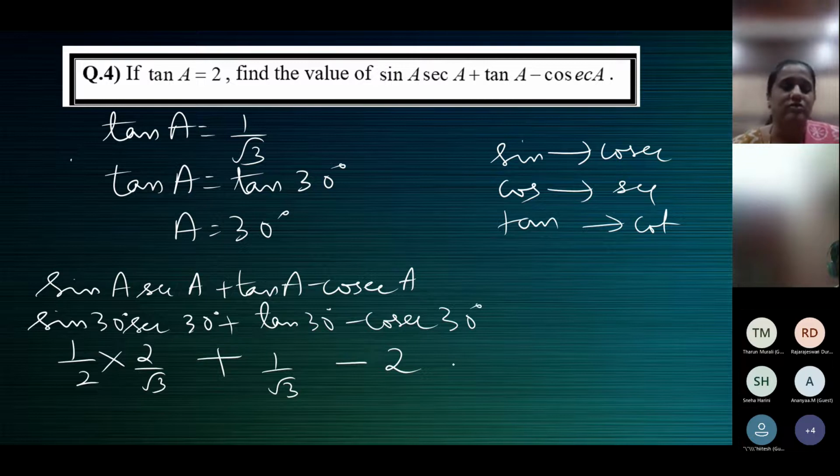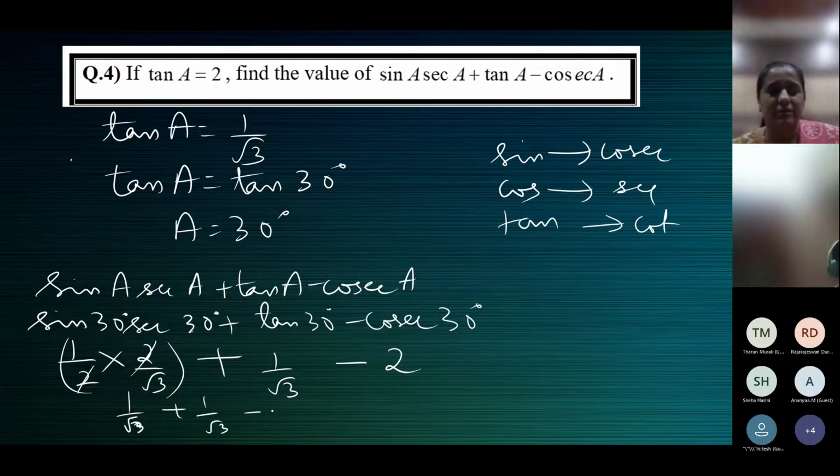So like this, you can substitute the values, then it's just simplification. This is just for an example. 1 by root 3 plus 1 by root 3 minus 2, then LCM and all that. Then if the denominator is irrational, rationalize the denominator.